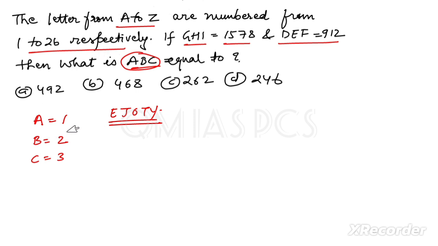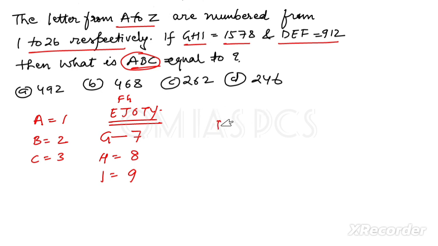First write this one, GHI. For G, what is the alphabet position? Based on this, you have to find the value. EFG is 567, so G is 7. Then H is 8. Then I is equal to 9. Clear? Then okay, next one is D E F. So D is 4, E is 5, F is 6.